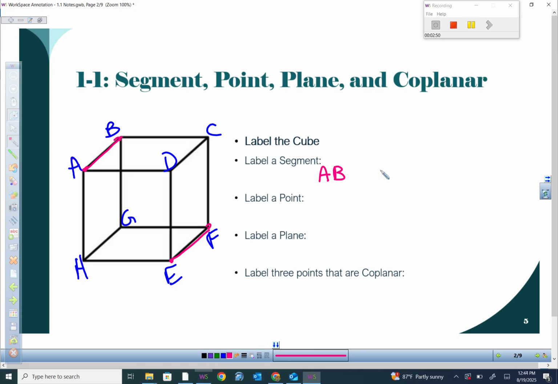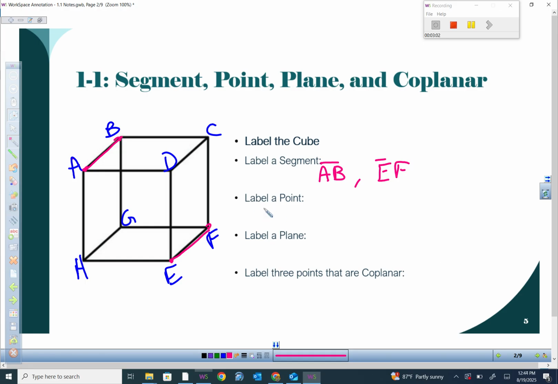But something's missing because if I say A, B, or E, F, that doesn't really sound like a segment. It's just 2 letters. You need to add a line over top. That represents that it is segment AB or segment EF. Okay? A point is one-dimensional.